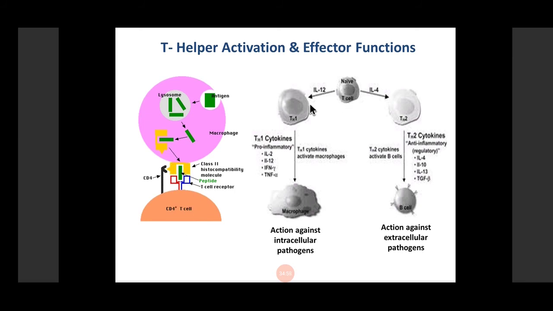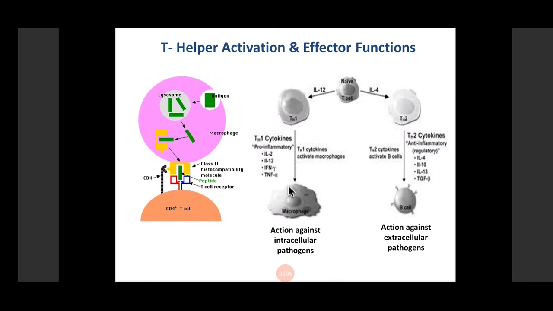This T helper cell gets activated in one of two forms. These two forms are Th1 cell and Th2 cell. These are the two functional subsets, and this depends upon the local presence of certain cytokines. These are then referred to as Th1 cytokines and Th2 cytokines. The important Th1 cytokines are IL-2, IL-12 and gamma interferon, while important Th2 cytokines are IL-4, 10 and 13.